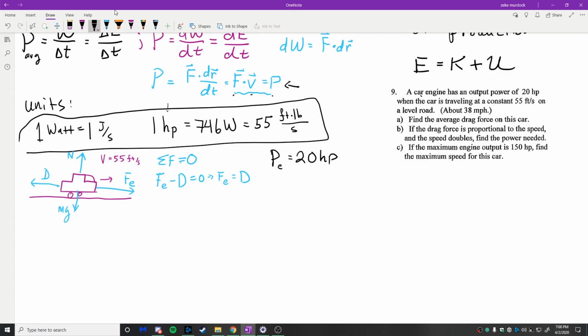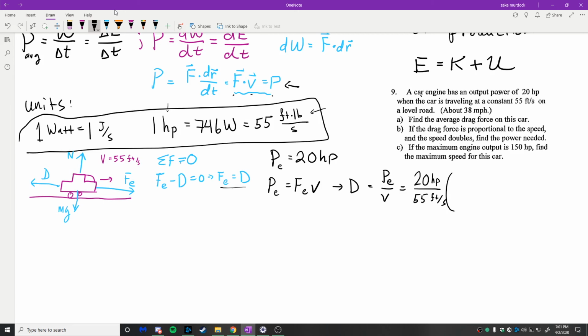So I'm going to say that the power of the engine should be equal to the force of the engine multiplied by velocity. But then we know that the force of the engine is equal to the drag force, so that means we can say the drag force is equal to the power of the engine divided by the velocity. So that's going to be 20 horsepower divided by 55 feet per second. But you might notice from above that horsepower and feet per second don't mesh. You need to make a conversion so that we can get the drag force in pounds.